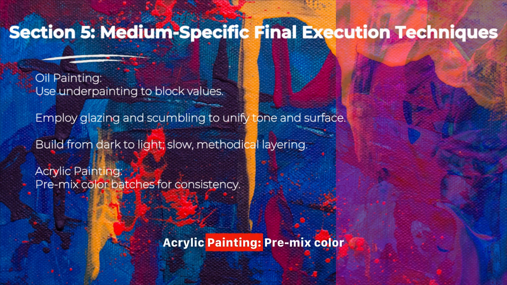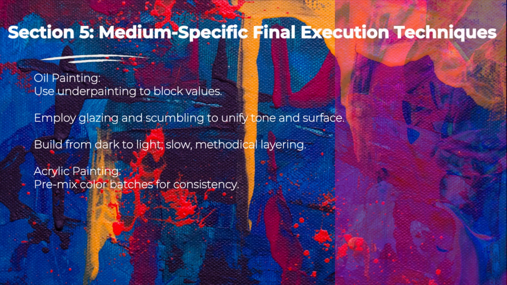Acrylic painting. Pre-mix color batches for consistency. Work quickly in sections to maintain wet blending. Use masking tape, stencils, and texture mediums to add complexity. Watercolor. Plan all whites and light values from the beginning. Paint in transparent layers. Avoid muddying colors. Combine wet on wet and wet on dry for variety and edge quality.